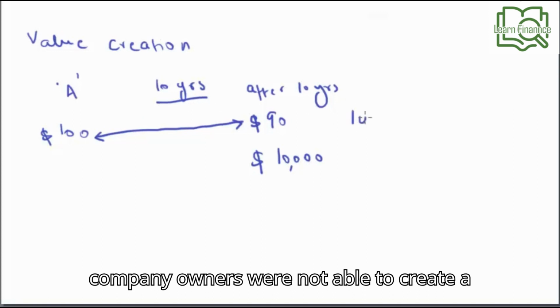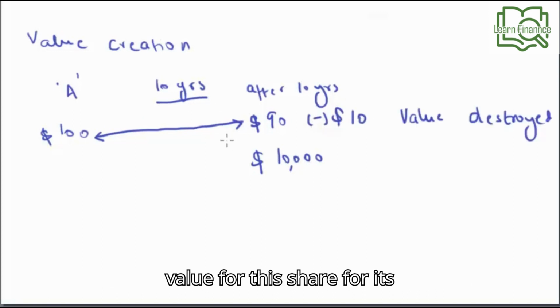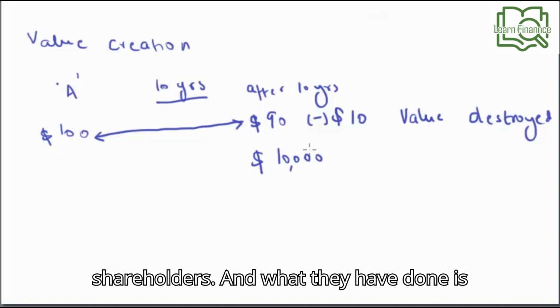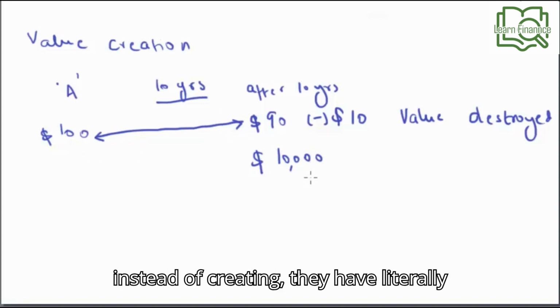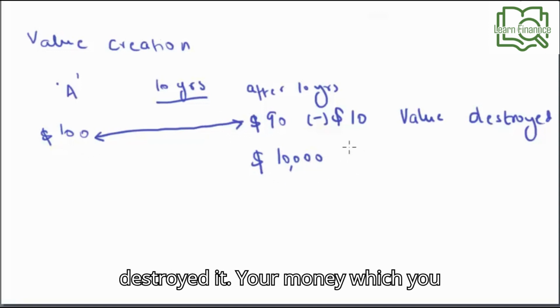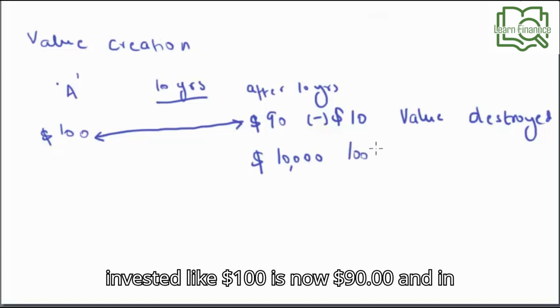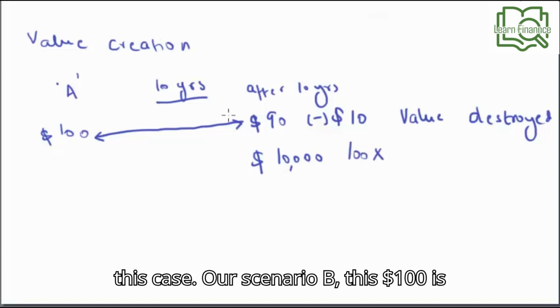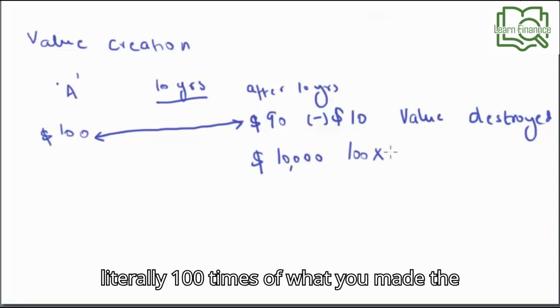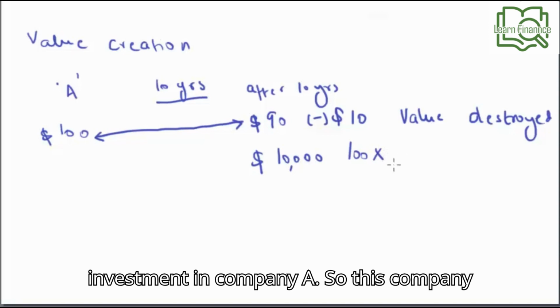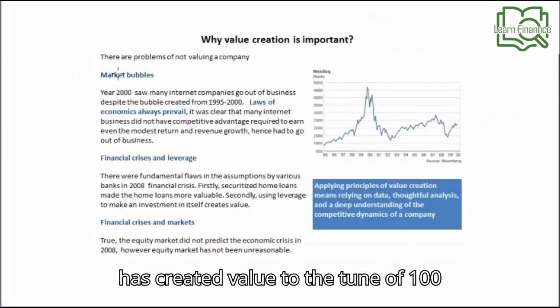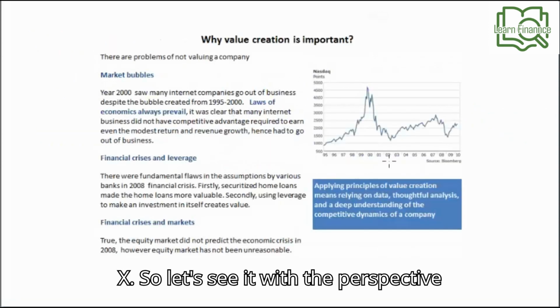The company owners were not able to create value for this share for its shareholders. And what they have done is, instead of creating, they have literally destroyed it. Your money, which you invested, $100, is now $90. And in our scenario B, this $100 is converted into $10,000, which is literally 100 times what you invested in company A. So this company has created value to the tune of 100x.